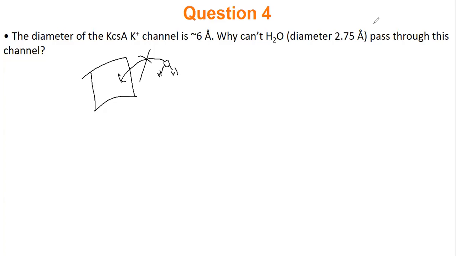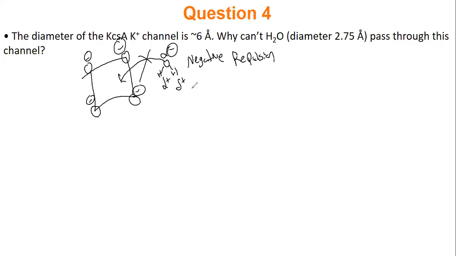So water has a partial negative. Here we have a bunch of oxygens. So if water tried to go through that pore, it would have to interact with those oxygens, and it doesn't want to do that. So that is part of it, right? So that's one. Negative repulsion. Now, water does have partial positive on the hydrogens, right? So that could, in theory, be okay.